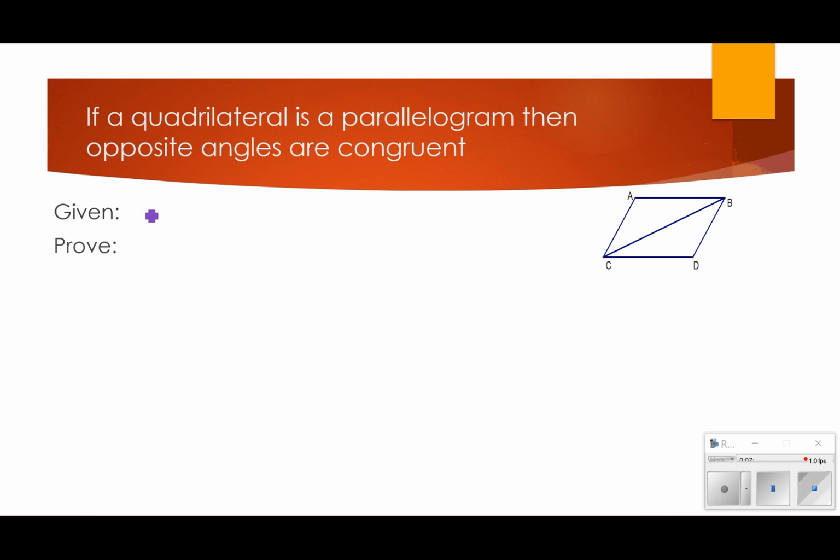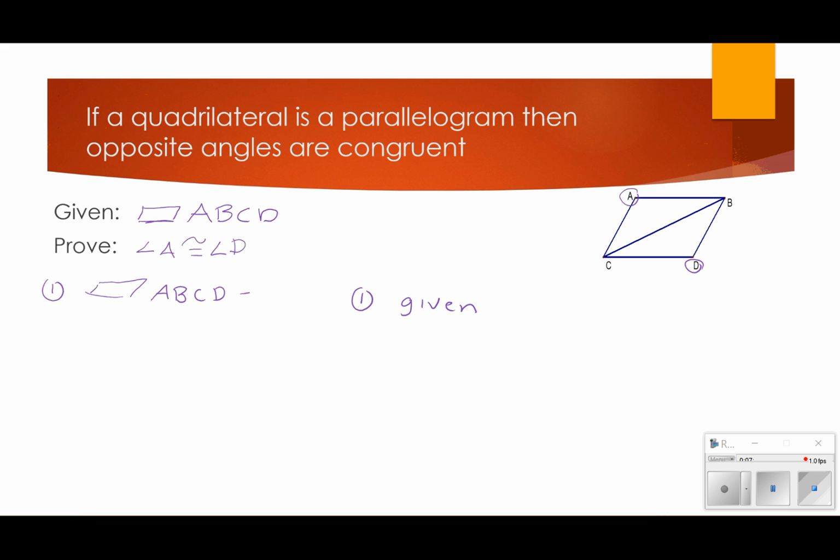And this time I'm going to write it in. Okay, so if I've got given parallelogram ABCD, this time I'm going to take the easy route and I'm going to prove angle A is congruent to angle D. All right, so I'm going to start with my given, which is parallelogram ABCD is a parallelogram, basically, duh, and that's given.